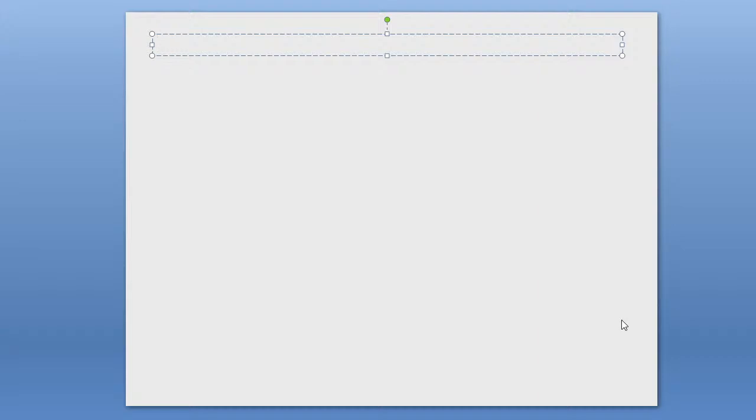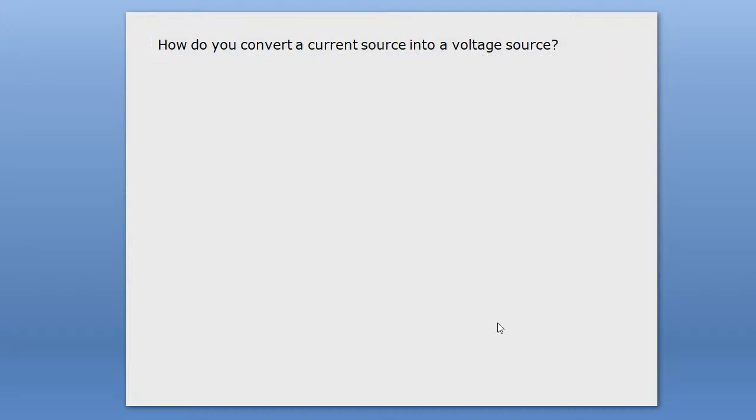Before going to discuss independent and dependent source, you tell me, anyone, how do you convert a current source into a voltage source? Anyone can tell me?